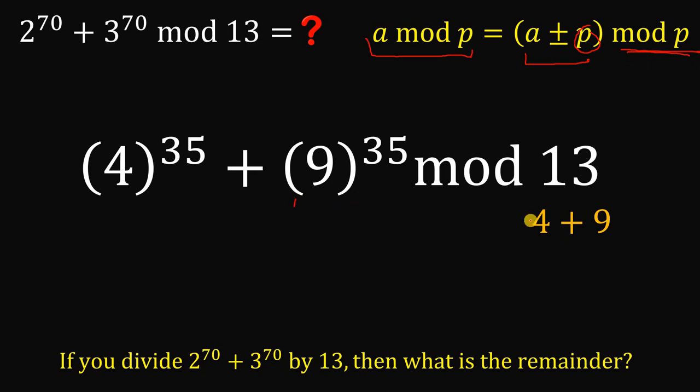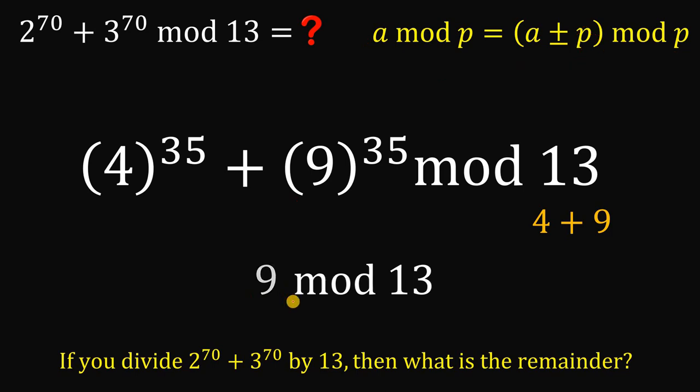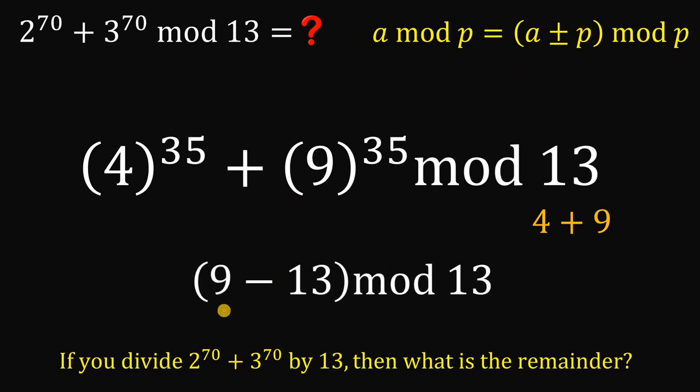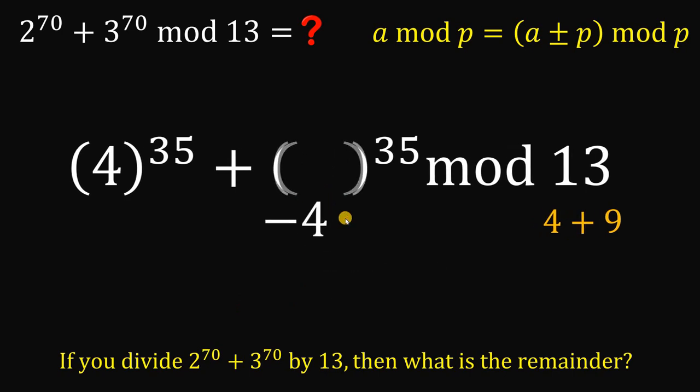So, now let's get this 9 mod 13. So, I have 9 mod 13, and this can be written using this identity. We can add 13 or subtract 13 to 9. So what we're going to do is subtract 13 from 9. And why do we subtract 13? Because 9 minus 13 is simply equal to negative 4. So 9 mod 13 is the same thing as negative 4 mod 13. So we can rewrite this 9 as negative 4.